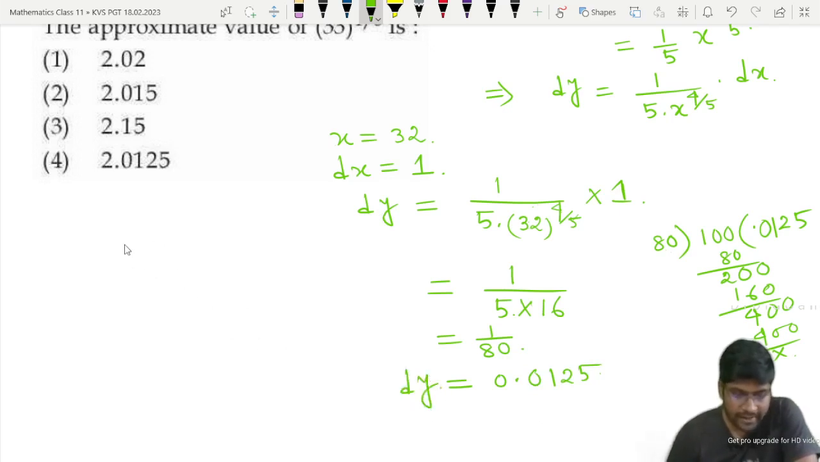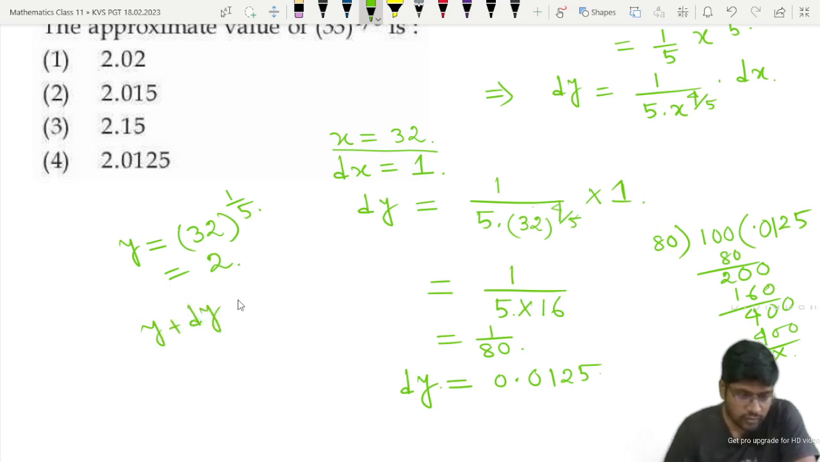And what was y initially? If x was 32, then y will be equal to x to the power 1 by 5, so 32 to the power 1 by 5, that is nothing but 2. So what will be y plus dy then? y plus dy will be equal to x plus dx whole to the power 1 by 5, that is equal to 33 to the power 1 by 5.